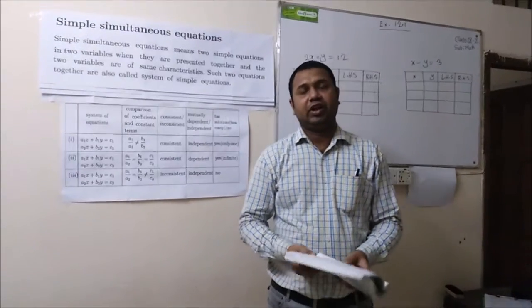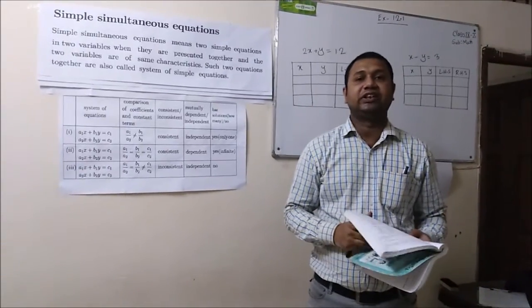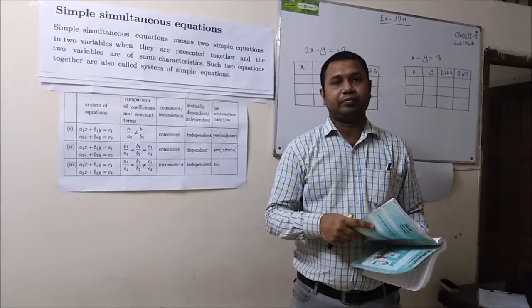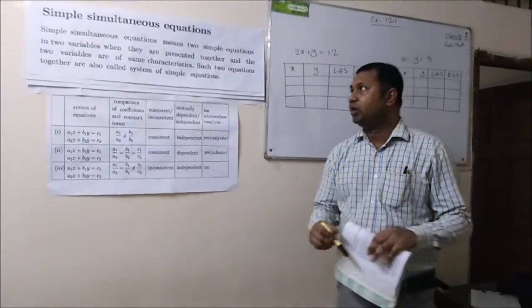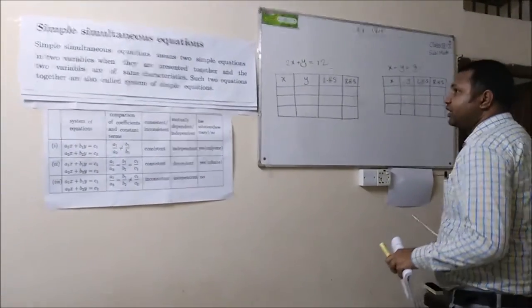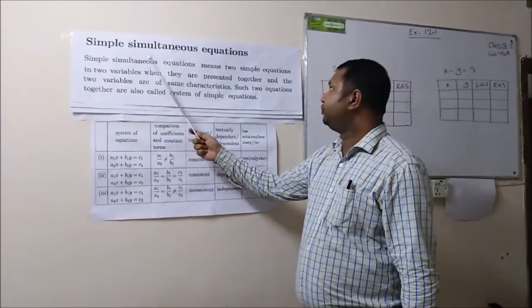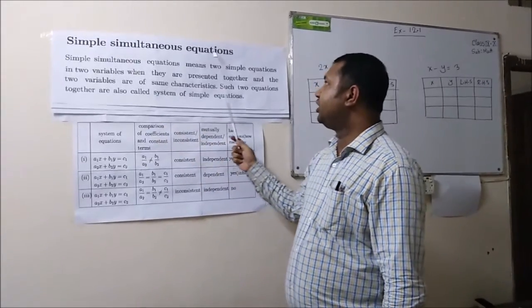So today we are going to start a new chapter, chapter 12, simple simultaneous equation of two variables. Today we are just going to discuss exercise 12.1. Before we start, here is the definition. You can see here, simple simultaneous equation.